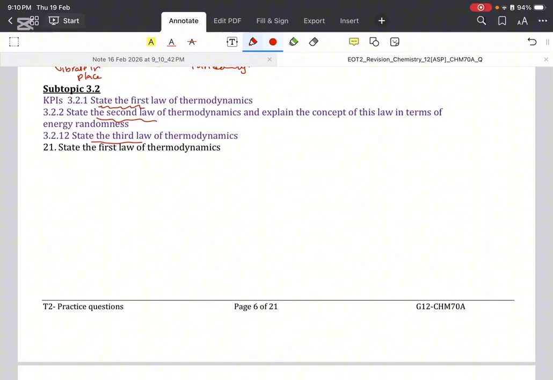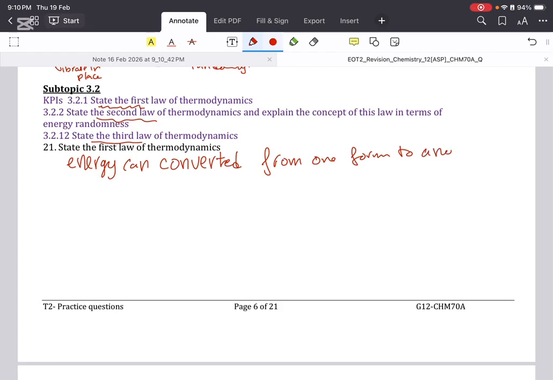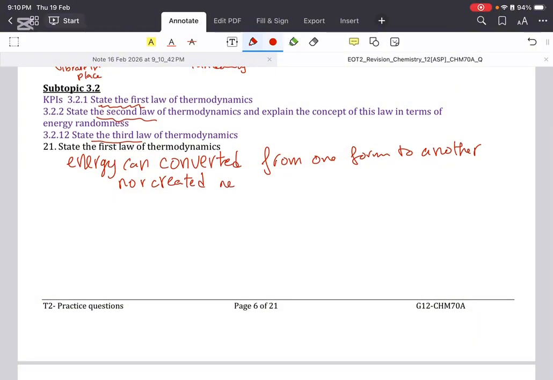The first law of thermodynamics states that energy is never lost. Energy cannot be created nor destroyed. It's just changed from one form to another form. So it can be converted from one form to another, neither created nor destroyed. That's the first law.